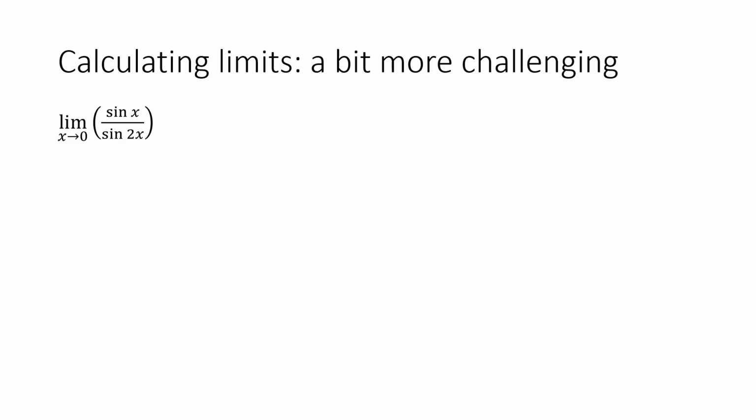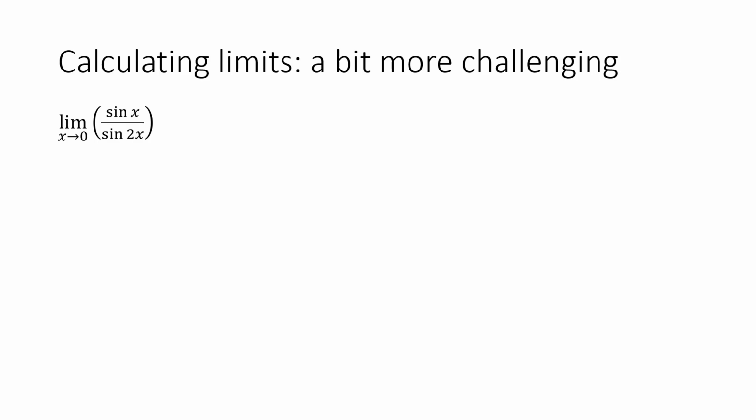Here are a few examples that are a bit more challenging that we can't just factor, or that we might need to use some of the other strategies for. If you put x equals 0 into sine of x over sine of 2x, you'll get sine of 0 over sine of 0. And sine of 0 is 0. So you're going to get 0 over 0, which is a problem.